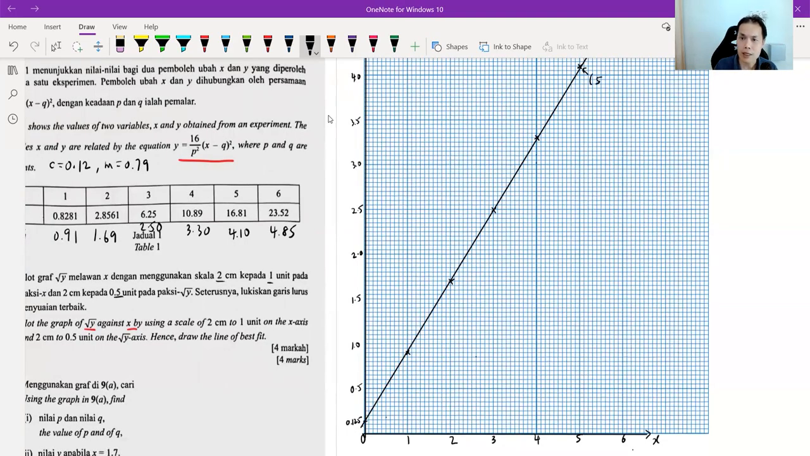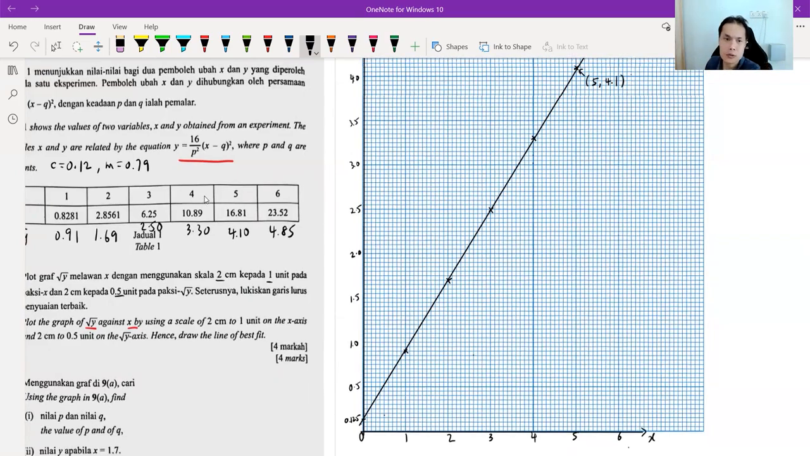It's actually 5, and it looks like 4.125. Yeah, 4.075. Or should I use 4.125? Yeah, 4.1. Maybe I should use 4.1. Looks a bit like 4.1. Okay, 5, 4.1. It's okay. So 5 and 4.1.